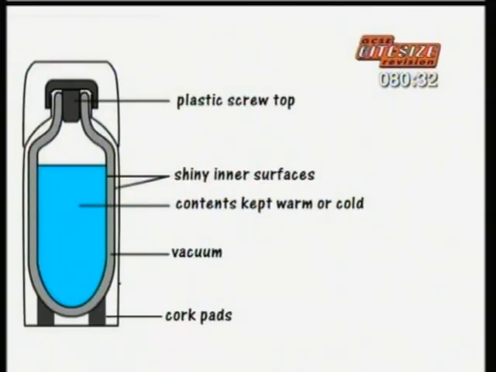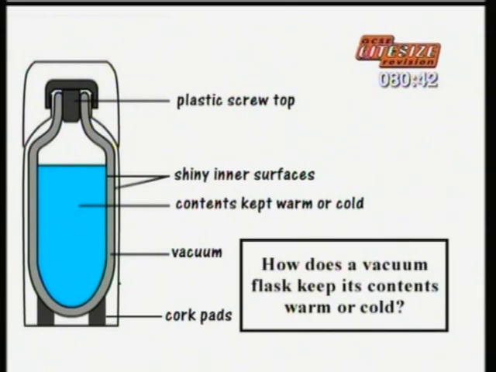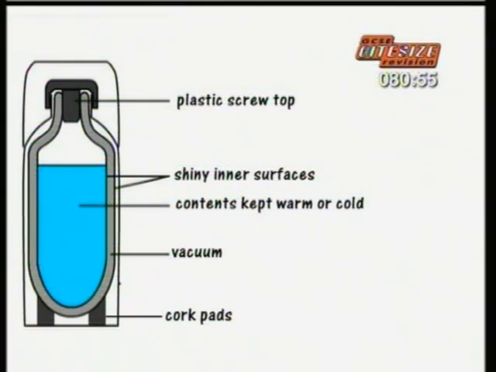This is a cross-section of a vacuum flask. It can keep things inside it cool or hot, so it's designed to stop heat escaping from or getting into the flask. Use what you know about how heat travels to work out how it works. Well, heat can travel in three ways: by conduction, by convection and by radiation, and a vacuum flask uses several tricks to stop all three.